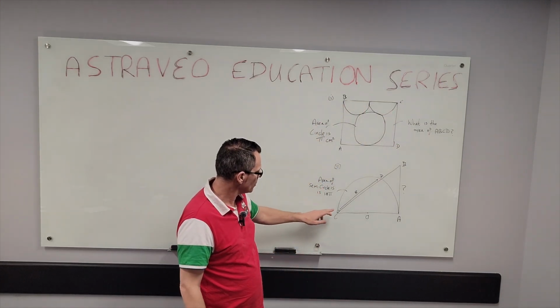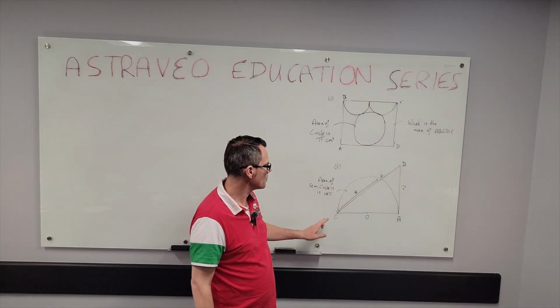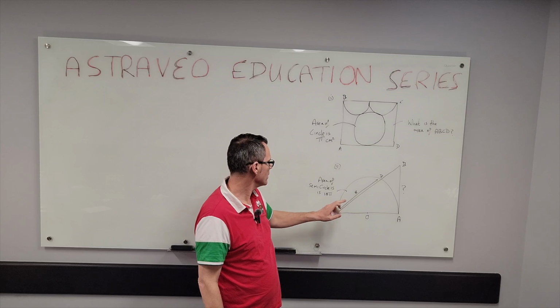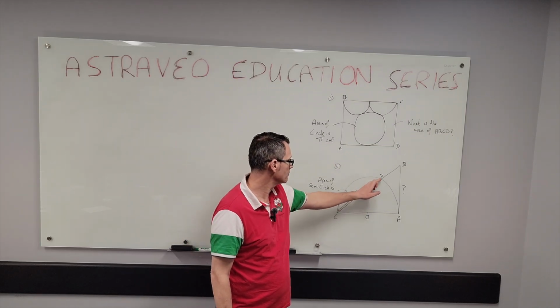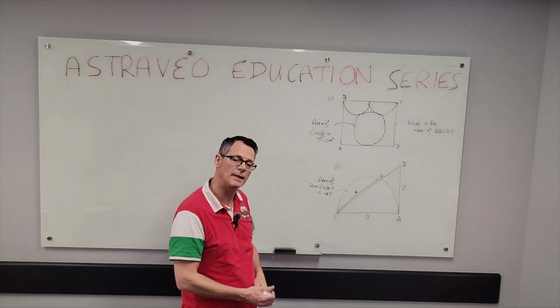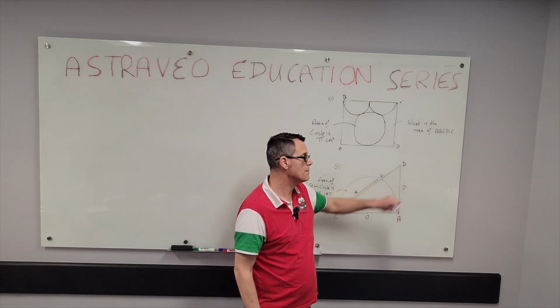In the second one, we're again talking about a semicircle, a hemisphere, but this time we also have a triangle. Now we know the area of the semicircle, and we know the length of one of the segments here, but that's all. And we need to work out the distance AB.